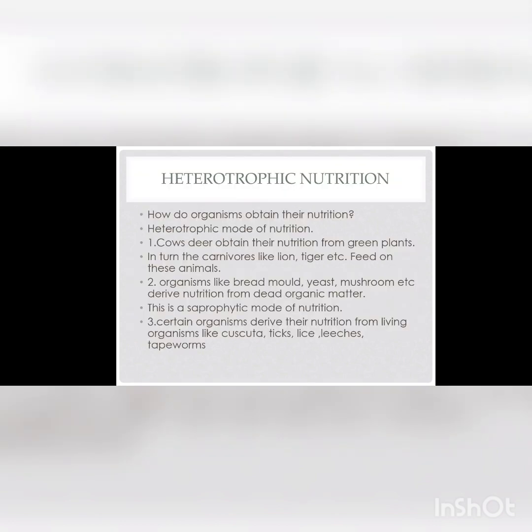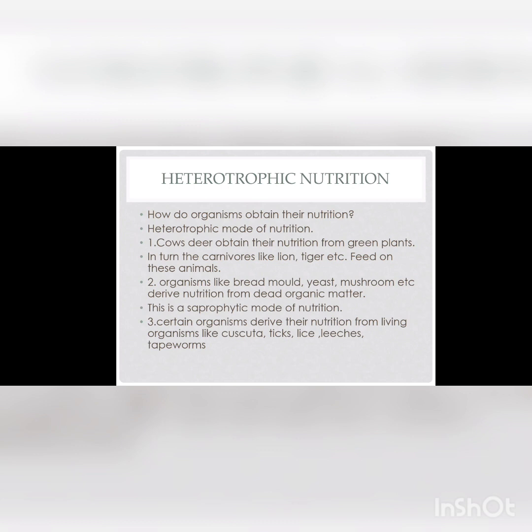Heterotrophic mode of nutrition. This mode of nutrition is one in which organisms depend on other organisms or dead and decaying matter for their food.